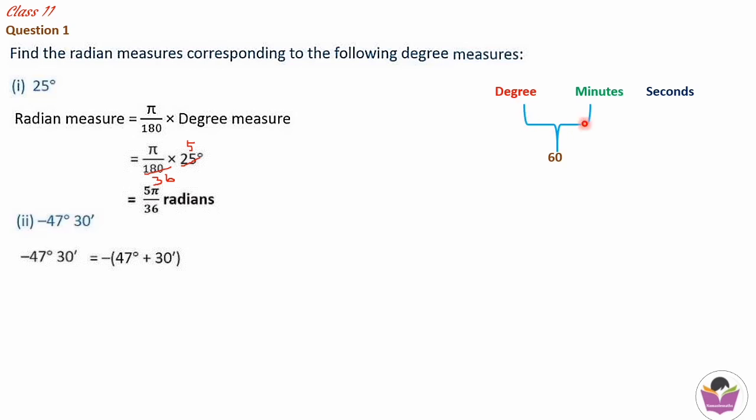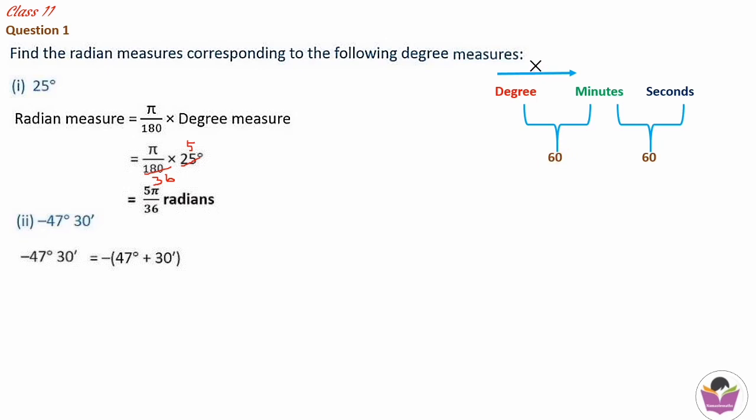Then degree to minutes means 60 minutes is 1 degree. So degree to minutes, the unit difference is 60. The next is minutes to seconds, means 60 seconds is 1 minute. From minutes to seconds, if we want to change it, we have to do the calculation with 60. Then when we go from bigger unit to smaller unit, here the bigger unit, as I have mentioned, is degree and minutes is a smaller unit. Then when we change from bigger to smaller, that means we have to multiply by 60.